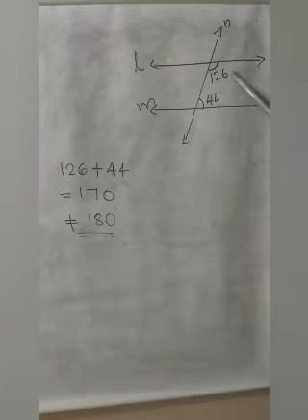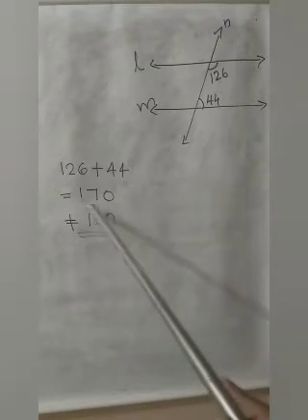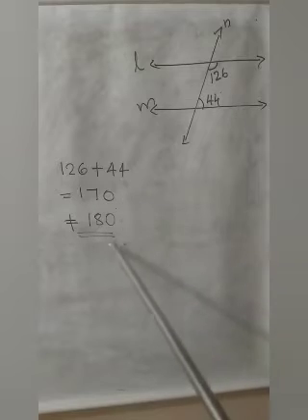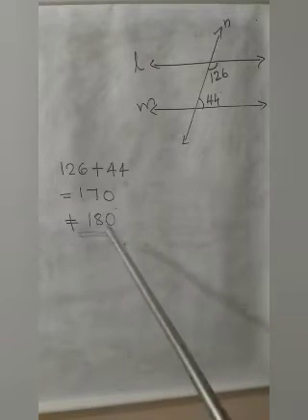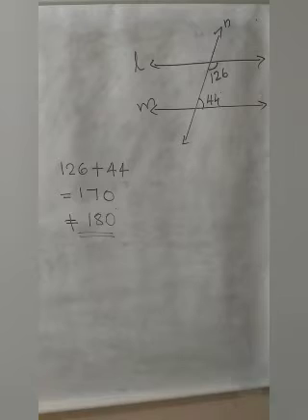So we can check. What are we getting as the sum? When I add 126 plus 44, I am getting 170. It's not equal to 180 degrees. If these lines should be parallel, their sum should be what? 180. Their sum should be 180. That means supplementary. But here I am not getting supplementary. So I can say L is not parallel to M.